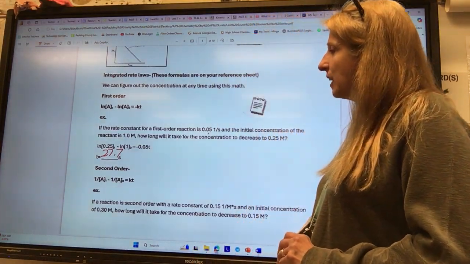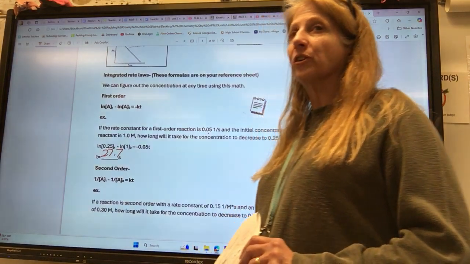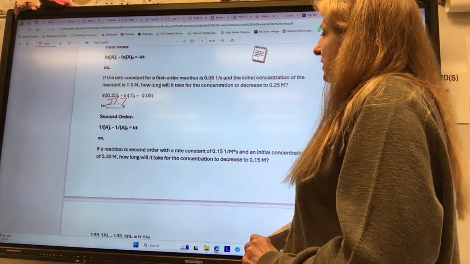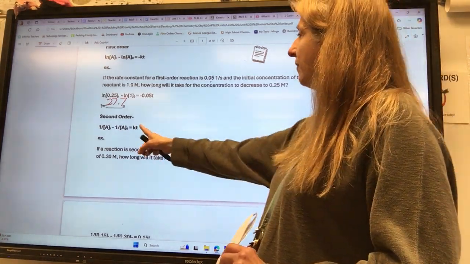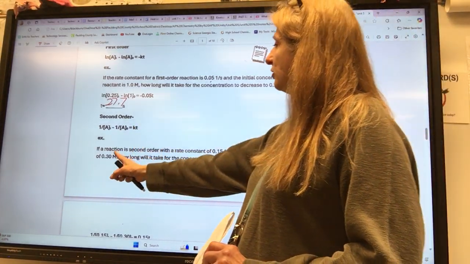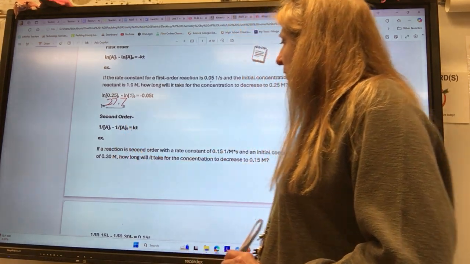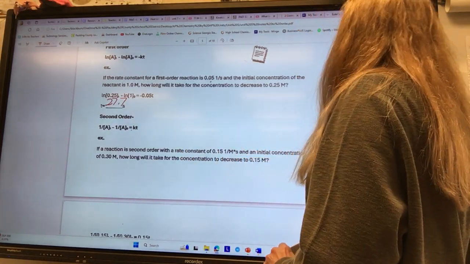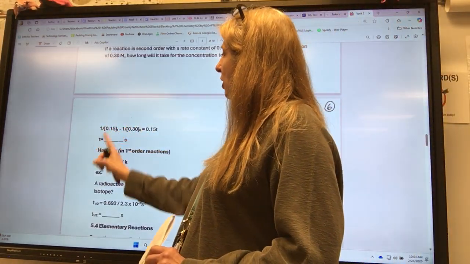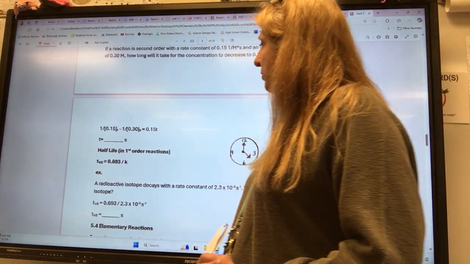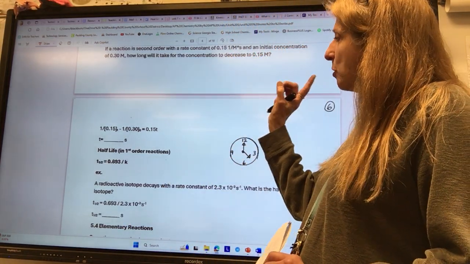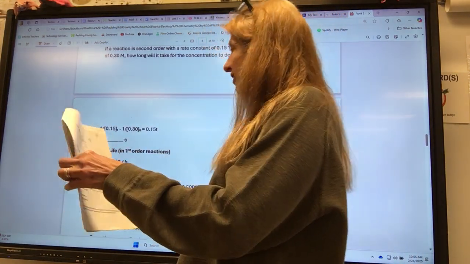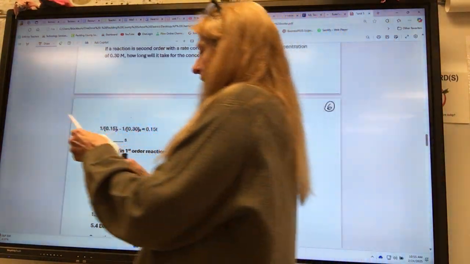Here's a second order problem where you're going to get to use your inverse button. That's fun. This one is second order. If a reaction is second order with a rate constant of 0.15, that's our K, and an initial concentration of 0.3, that's our A sub 0, how long will it take the concentration to decrease to 0.15? Here I've substituted it in for you: 1 over 0.15 minus 1 over 0.3, divided by 0.15. Everybody try it and see if you can get, I think it's 22. Let's see what the answer is.